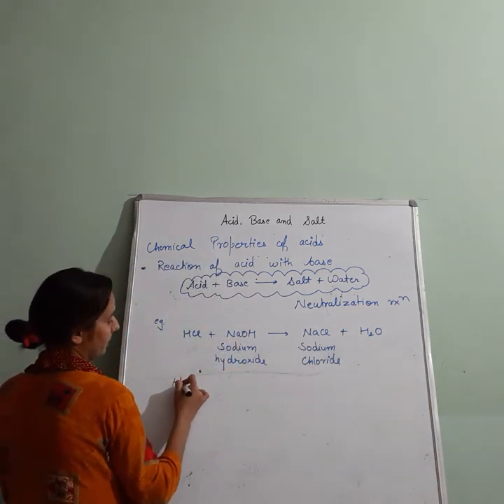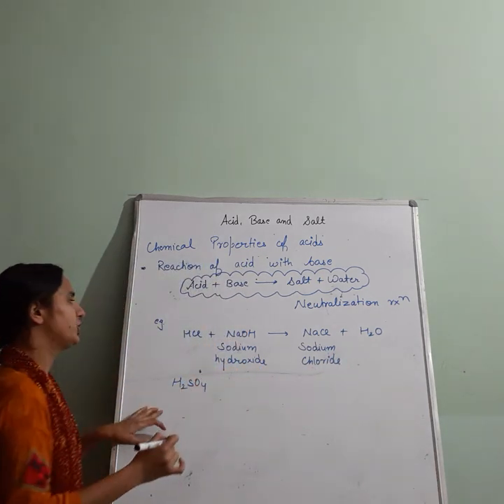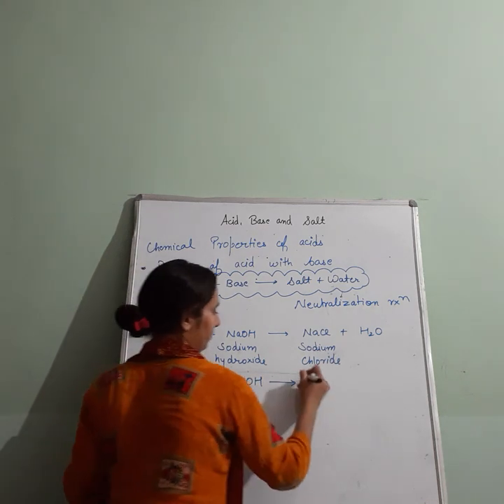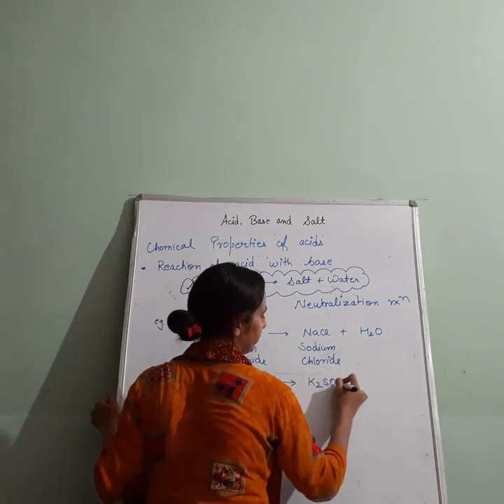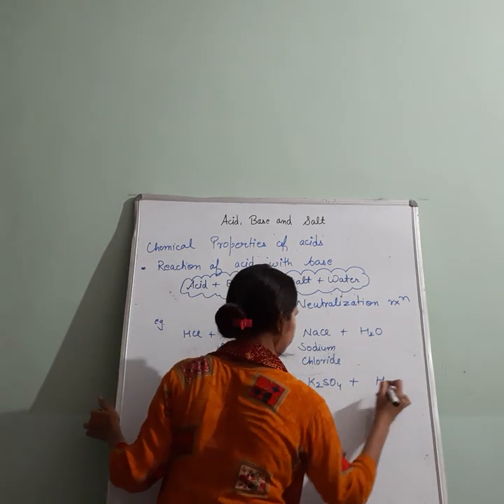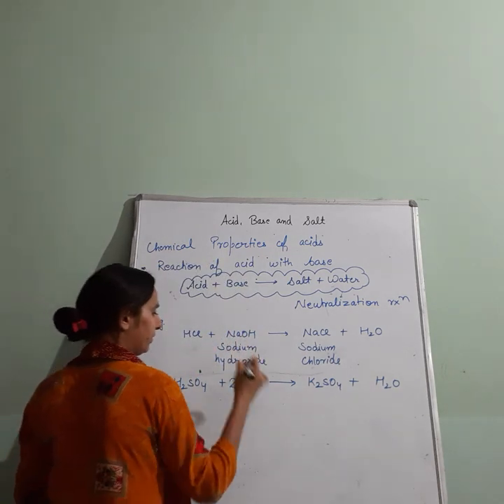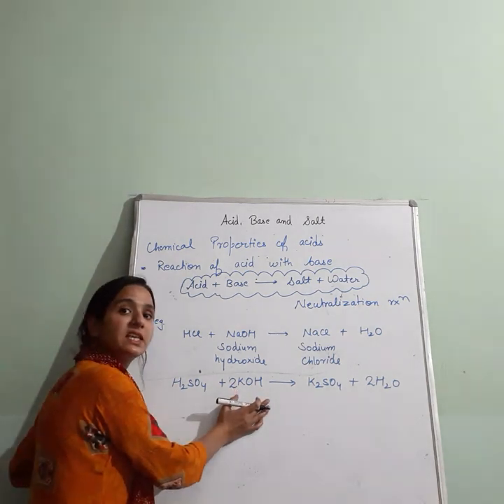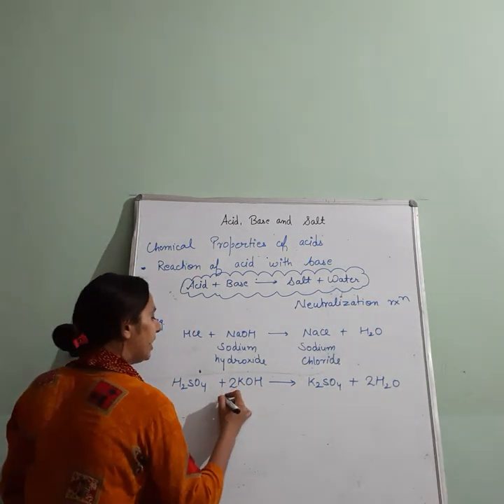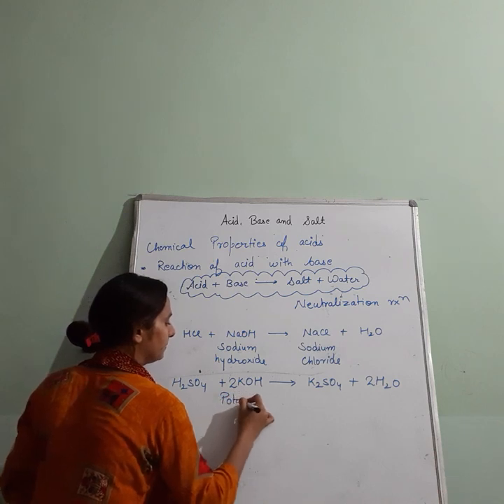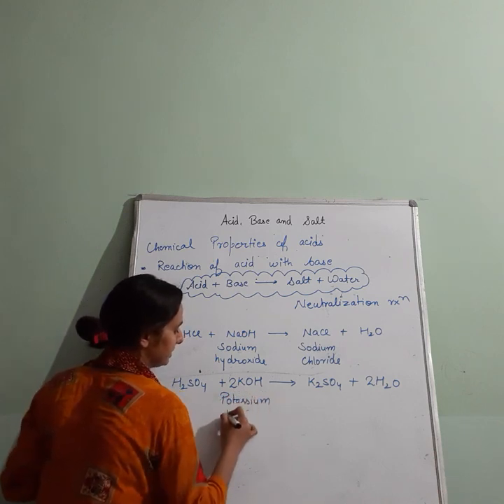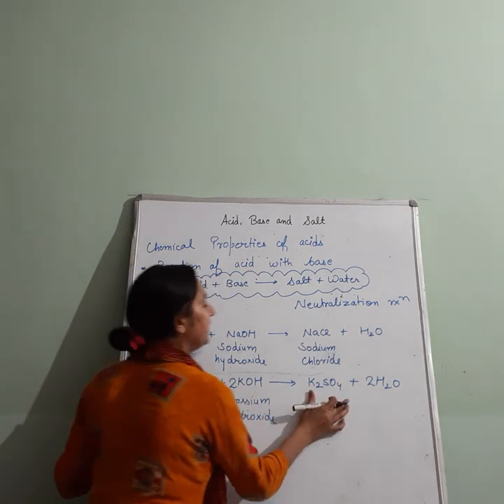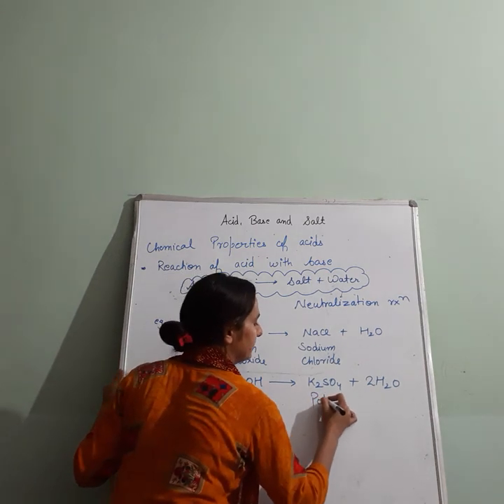Next one, one more example. H2SO4 when reacts with KOH, it forms K2SO4 plus water. Balance this reaction. 2 moles of KOH and 2 moles of water are formed here. KOH is potassium hydroxide, whereas K2SO4 is potassium sulfate.